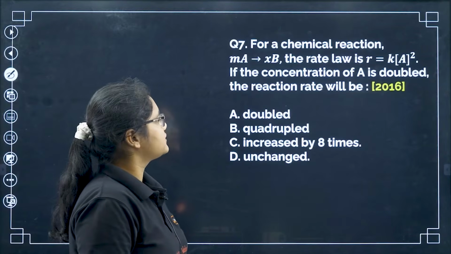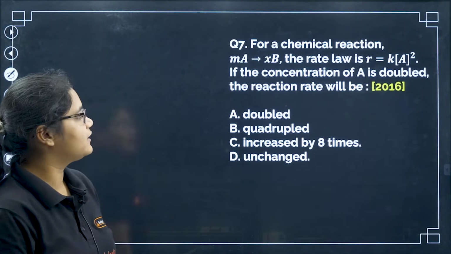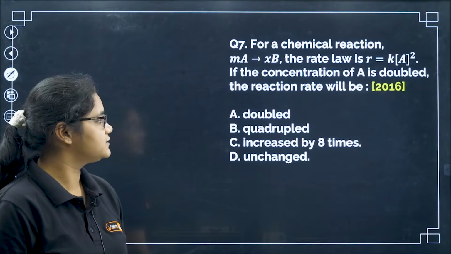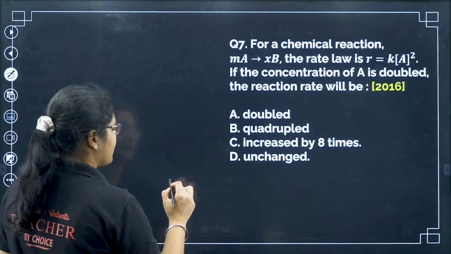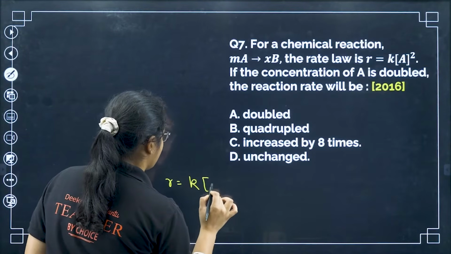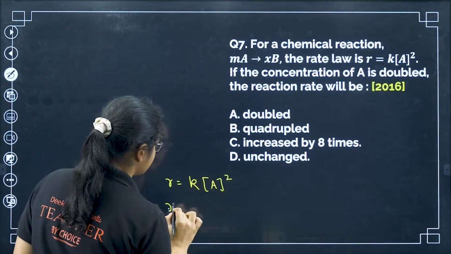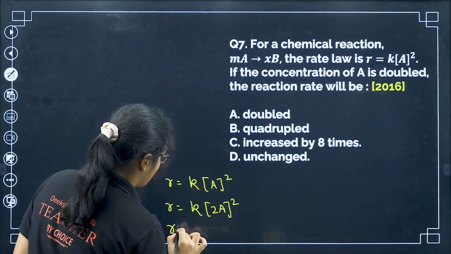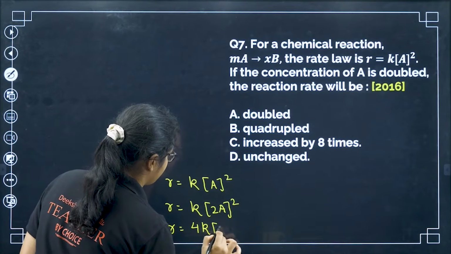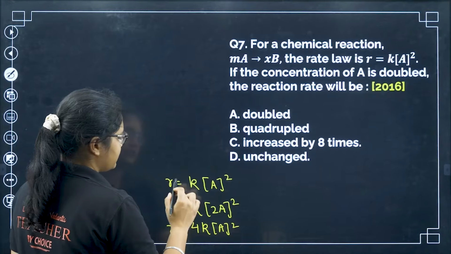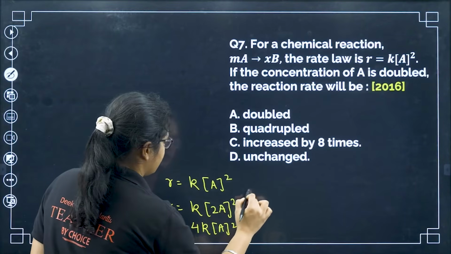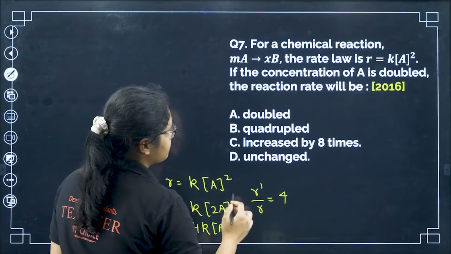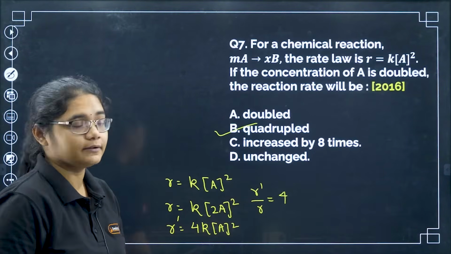Next, for a chemical reaction Ma gives Xb, the rate law is R is equal to K into A square. If the concentration of A is doubled, the rate will be. So we have this one, R is equal to K into A square. If concentration of A is doubled, so we have like this. Okay, so it will become R is equal to 4 into K into A square, right? So if I just divide this one, I will have R dash by R is equal to 4. So the rate has increased by 4 times, or it is called quadrupled.